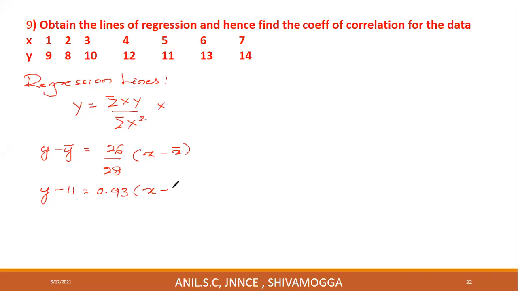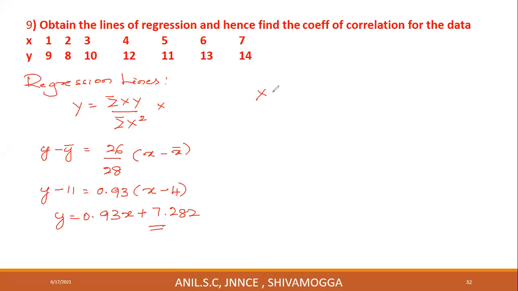X minus X bar. What is X bar? X bar is 4. Therefore, Y is equal to 0.93 into X. Find the constant. 7.282. Okay. This is the first line of regression.